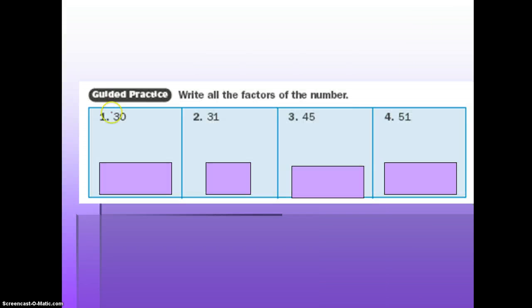For numbers 1 through 4, you need to write all the factors of the numbers. If you know how to do it, go ahead and pause the video. Otherwise, I will show you number 1.